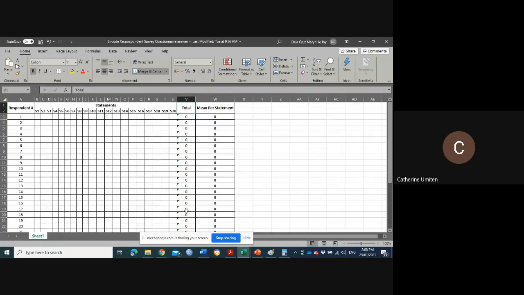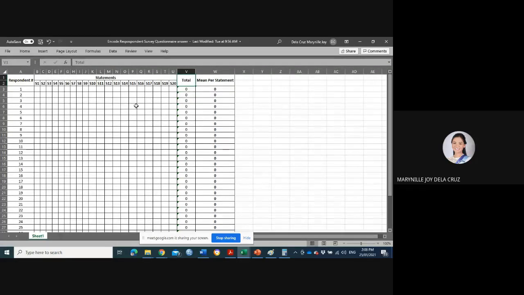Yes, ma'am. Okay. This is an example of an Excel that I made so that it will be easier for you to compute, instead of writing on paper how to compute the mean score of each of the respondents. What is the mean score? The mean score is the overall score of the respondents using the questionnaire.